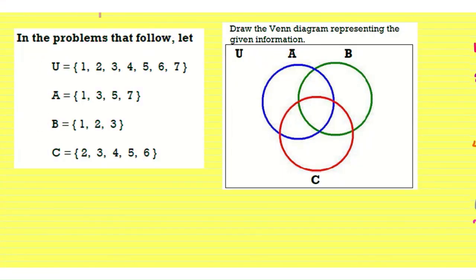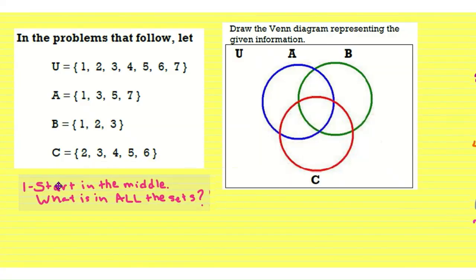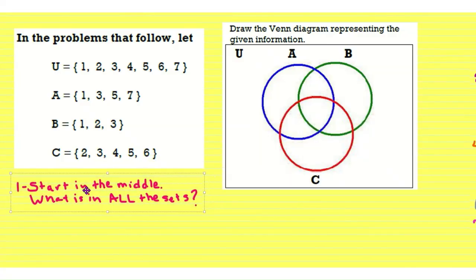So the first thing that we are going to do is we are going to start in the middle. That's what we have done before. When we're setting up Venn diagrams, we always start in the middle. What is in all the sets? What elements are common to all of the sets?